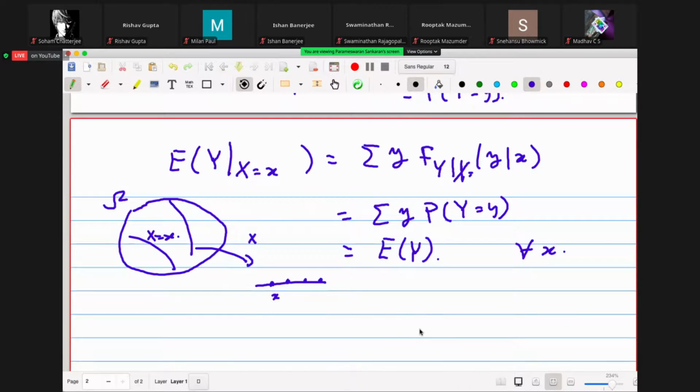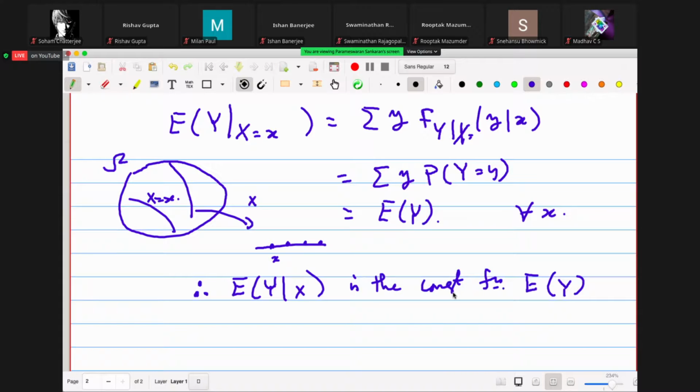Therefore, E of y given x is the constant function E of y. So here this is a constant function or constant random variable, whichever way you want to think of it. So this is equal to, if you like, E of y times the indicator function of omega. That's it.